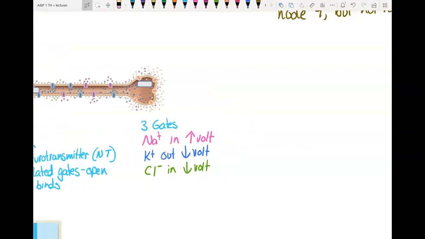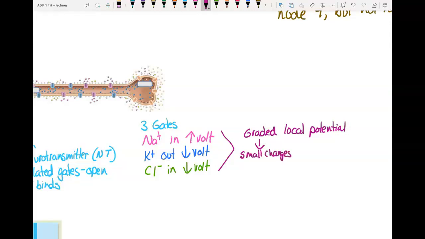When these happen, we get what are called graded potentials. So all of this movement here in the receptive segment produces graded local potential. This is different from the action potential that we had in the axon. The graded part means that it's only small changes in voltage. Remember, with the action potential, we went from negative 75 to positive 30. Here, we're only going to change a few points.